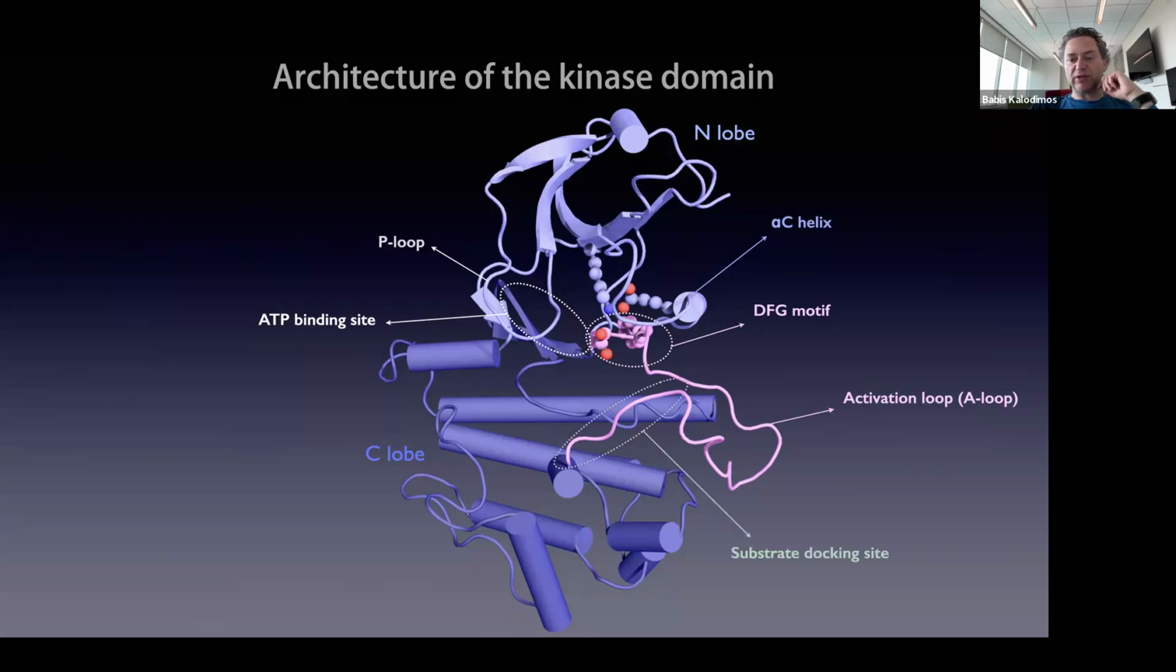And this is because at the end of this A loop, that needs to be in its extended form that forms the substrate docking site. This is where substrates, other proteins, dock, and they point their tyrosine or serine or threonine towards the active site for then this phosphorylation to take place.